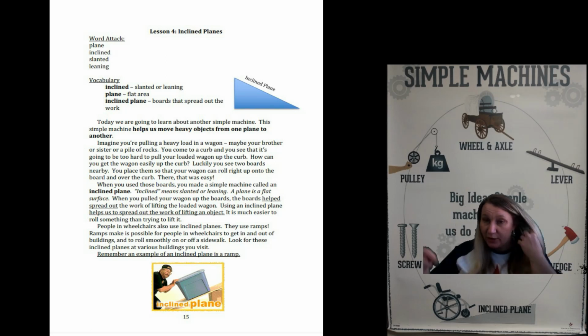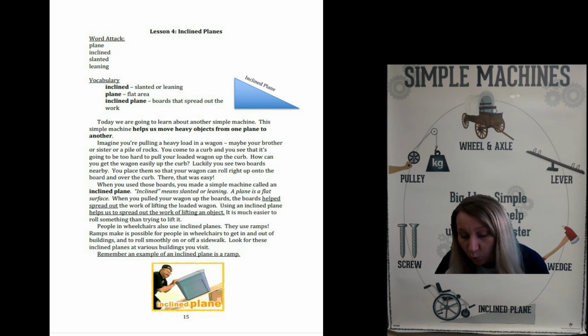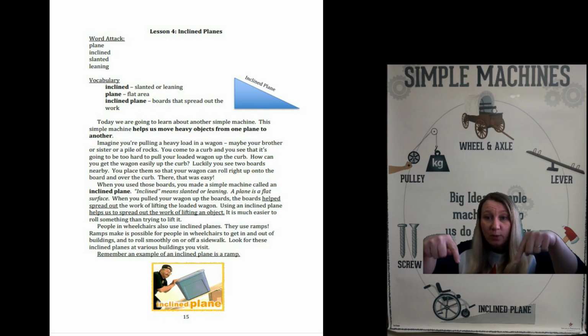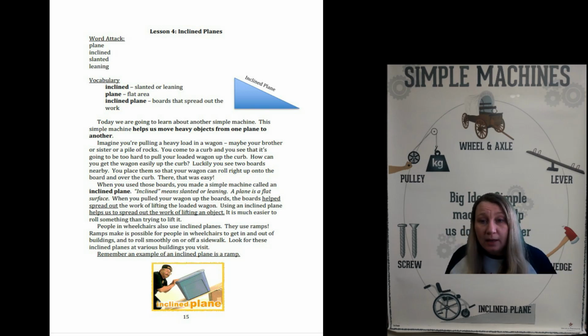All right, let's look back in your packet. It says, people in wheelchairs also use inclined planes. They use ramps. Oh, that's right, the picture right down there. It is showing an inclined plane, but another name for an inclined plane is a ramp. Have you ever seen anyone in a wheelchair that's used them? Why would they not use stairs? Let's think.